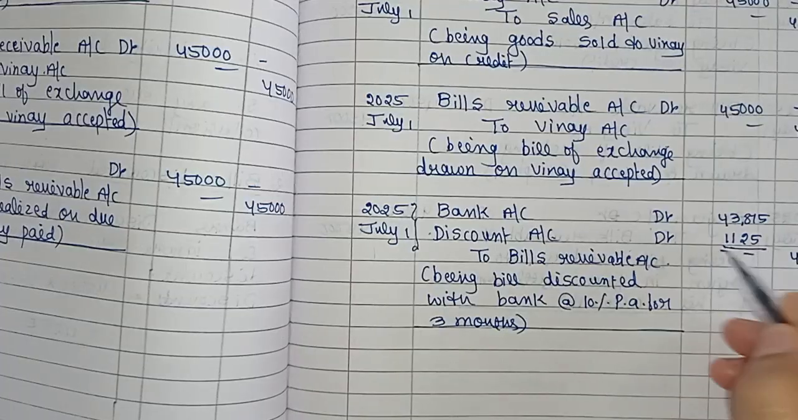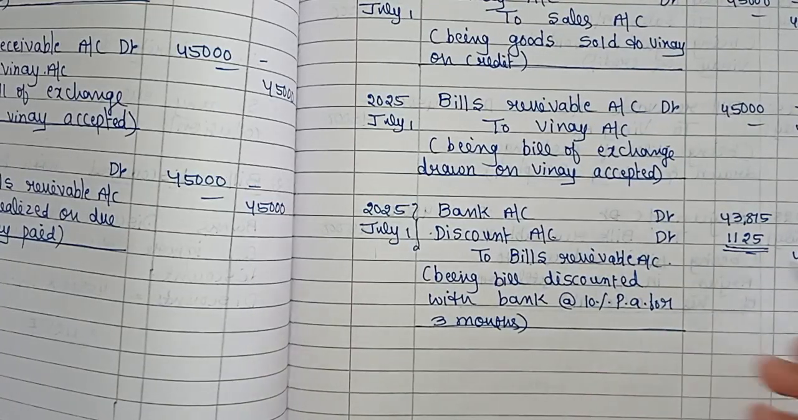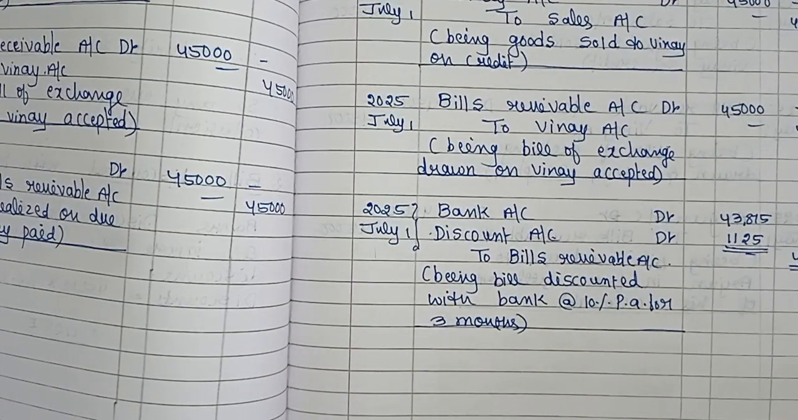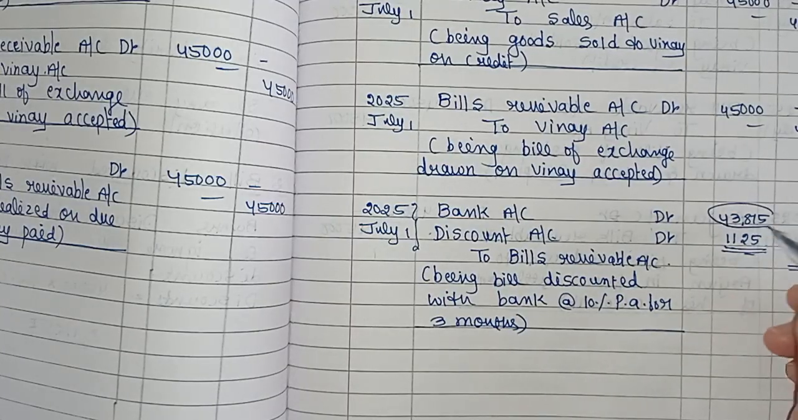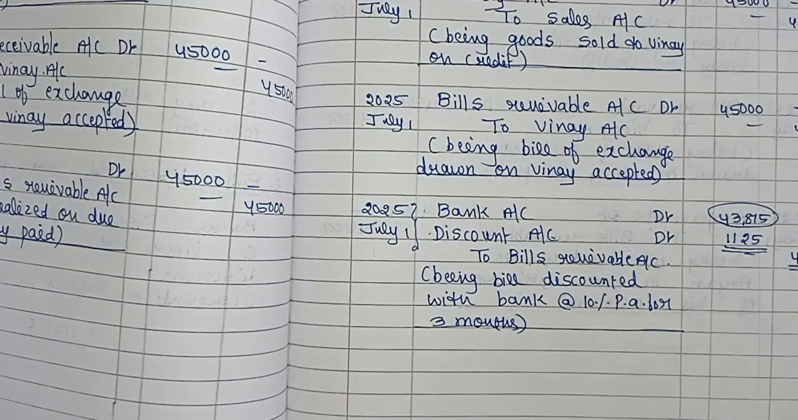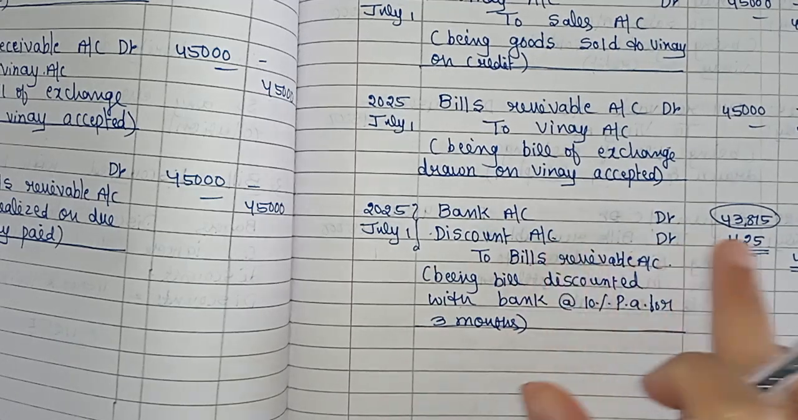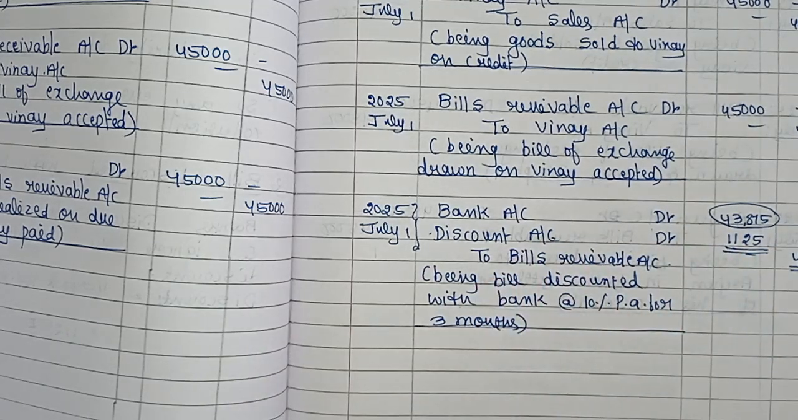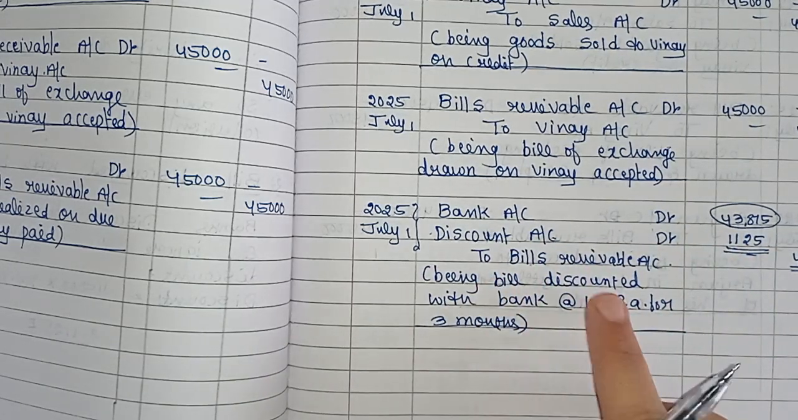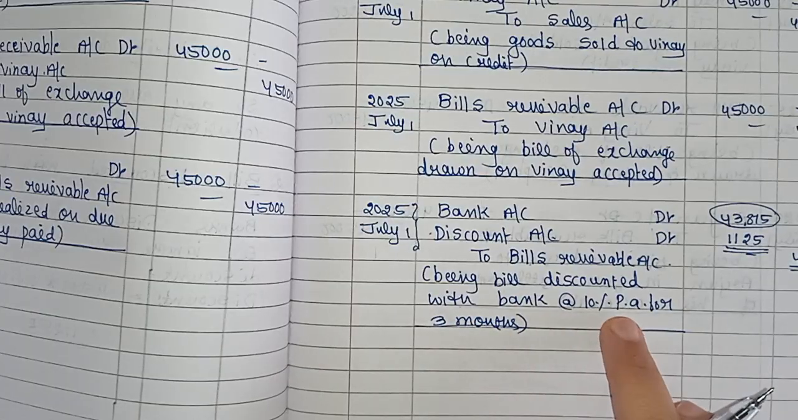1125. Here we have calculated 1125. And to bills receivable account how much? 45,000. Now Rohan is going to receive only rupees 43,875. Clear? Bank account debit, discount account debit, to bills receivable account, being bill discounted with bank at 10% per annum for 3 months.